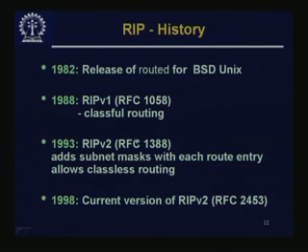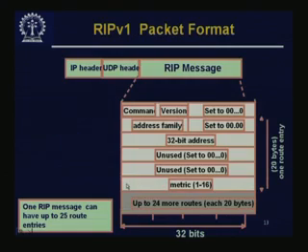It adds subnet masks, we will see what subnet masks are later on, with each route entry, and allows classless routing. The original version was classful routing, which is what we will talk about now, and then classless routing was also possible. The current specification of RIP version 2 is in RFC 2453, which came out in 1998.